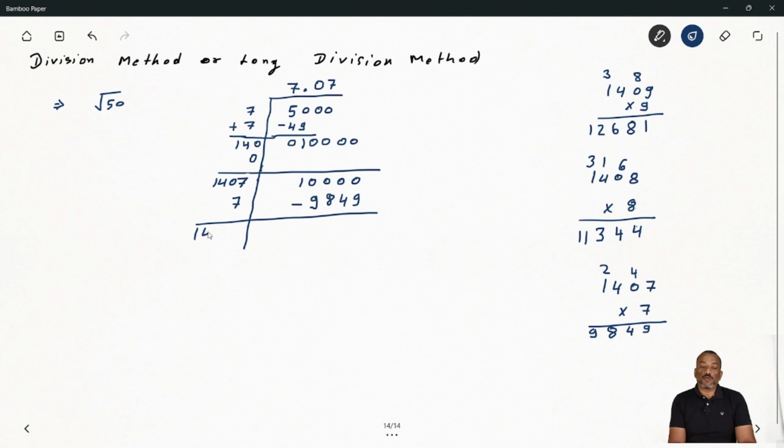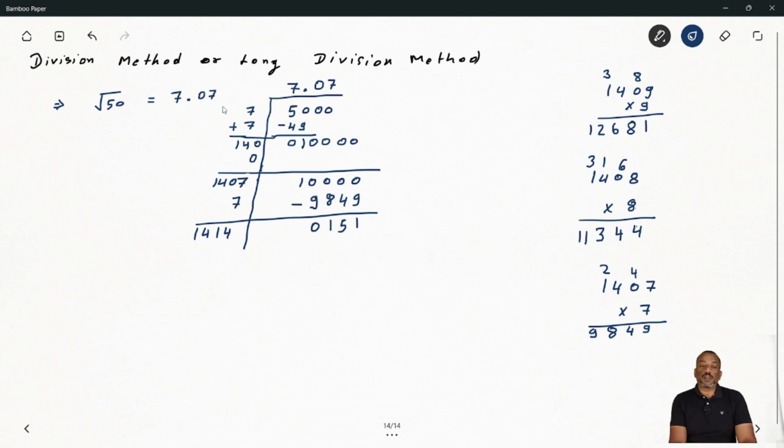So you will get how much? 1414, and here after subtraction you will get how much? So you will get 1, and 9 minus 4 you will get 5, and here 9 minus 8, 1, and 9 minus 9, 0. So which means, we are going with the one division right now, so the square root of 50 you will get here.